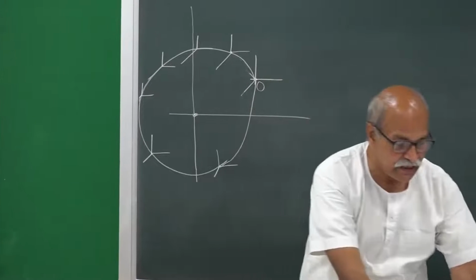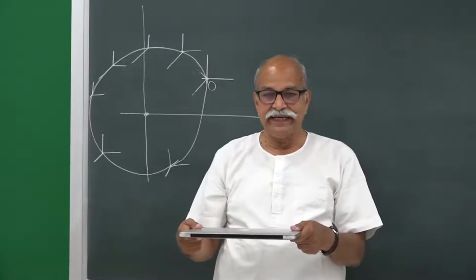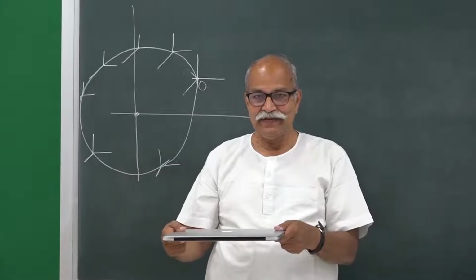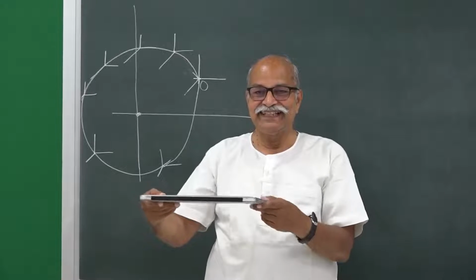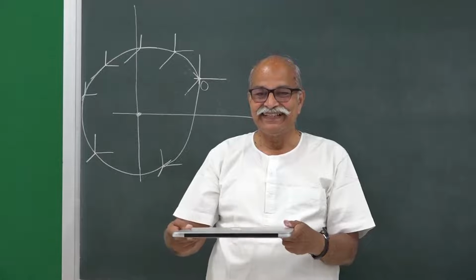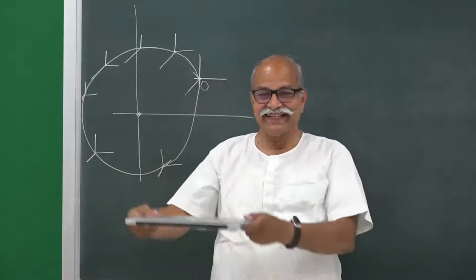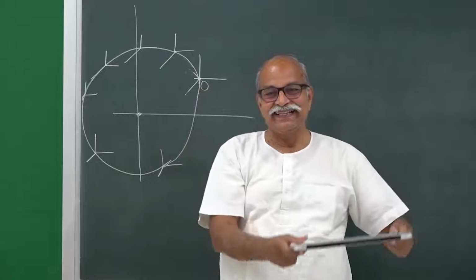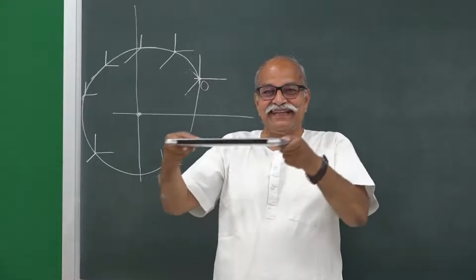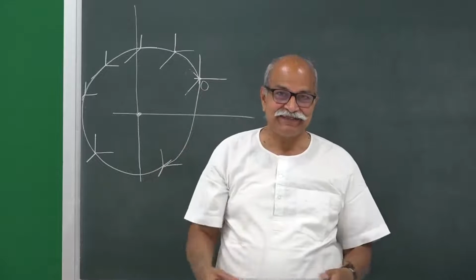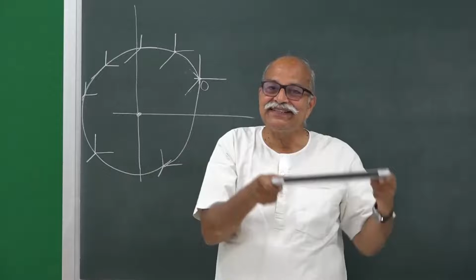Suppose I have something here and then I am taking it on a circle. Suppose this is the origin, I am taking this whole thing and going like this. What is this? Is it a rotational motion? It is a translational motion.